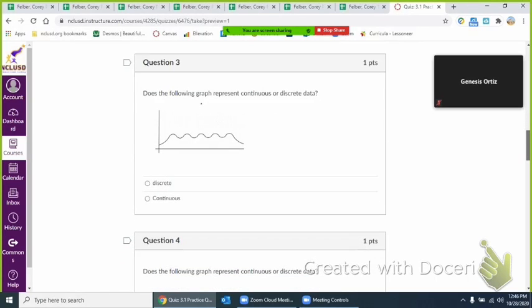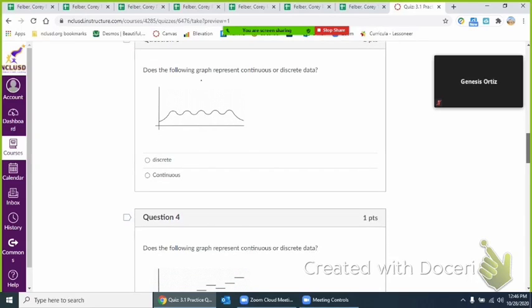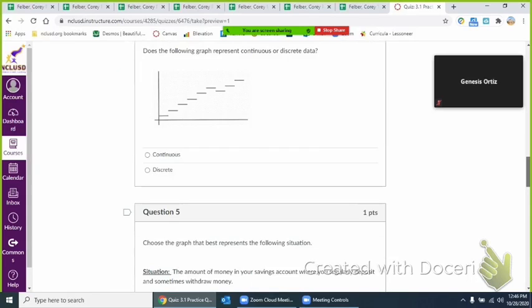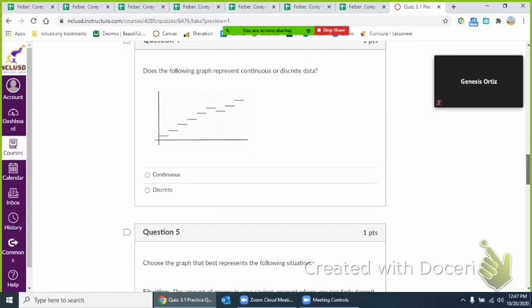All right, now this one, okay? This just says, is this graph representing continuous or discrete data? Okay, we don't know what it's talking about. We don't know what it means, but we should be able to tell by looking at it if it's continuous or discrete. Okay, we talked about that. If you can trace the whole thing, it's continuous. If not, it's discrete. Right here, number 4. If you can trace the whole thing, it's continuous. If not, it's discrete.